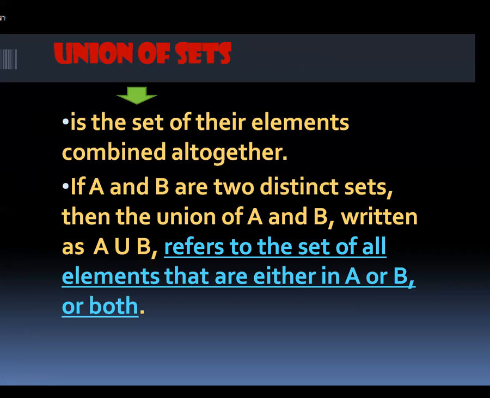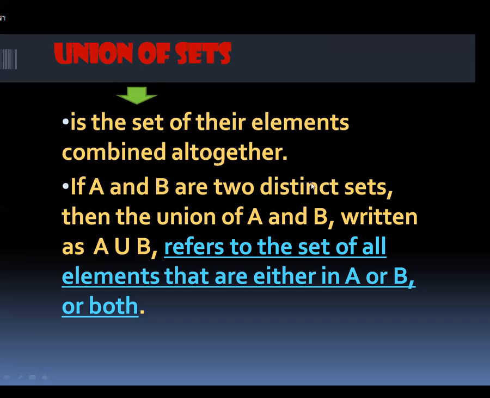Okay, let us now proceed to union of sets. When we say union of sets, it is the set of their elements combined all together. In the previous discussion, intersection of sets, you're just going to list down the elements that are common to them. But in the second topic, which is union of sets, you're going to combine all together the elements of the two sets.